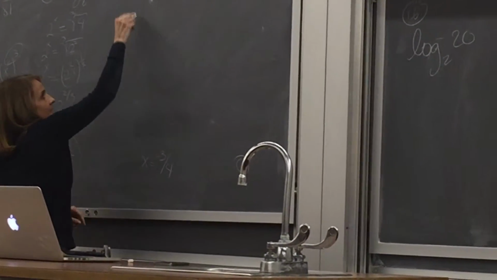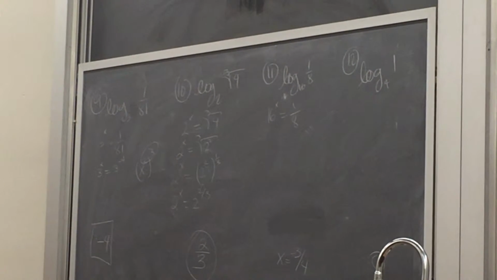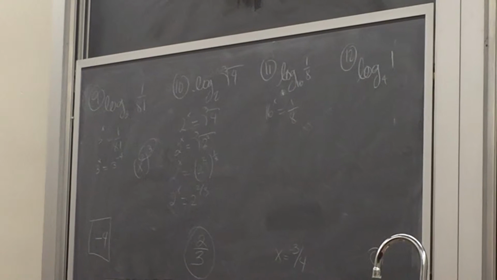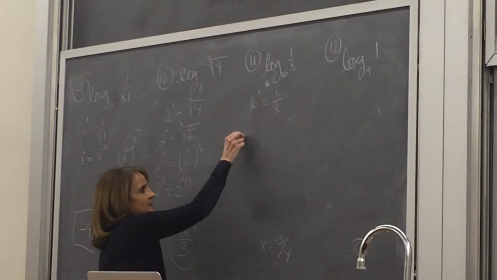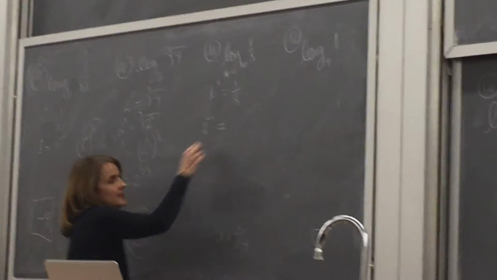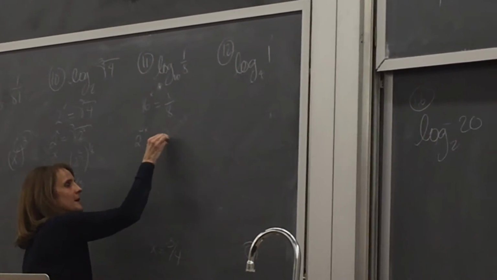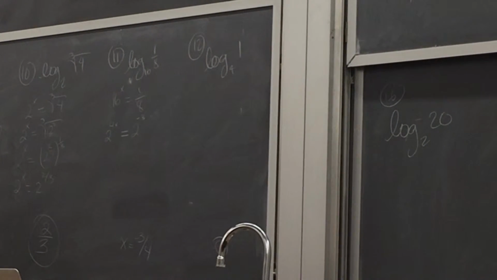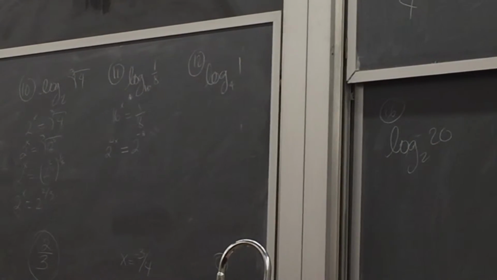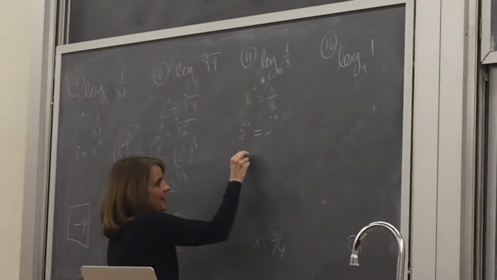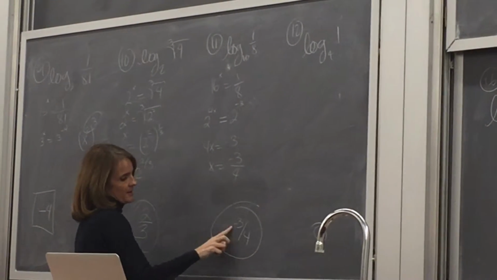So 16 to some power equals 1/8. What's my common base? 2. So 2, 4, 8, 16. So that's 2 to the 4x equals. Well, to get the 8, I need to raise it to the 3rd power. But to get it in the denominator, I need it negative. Okay? Questions on that? So now my exponents have to be equal. So 4x has to equal -3. So my x is -3/4. Okay?